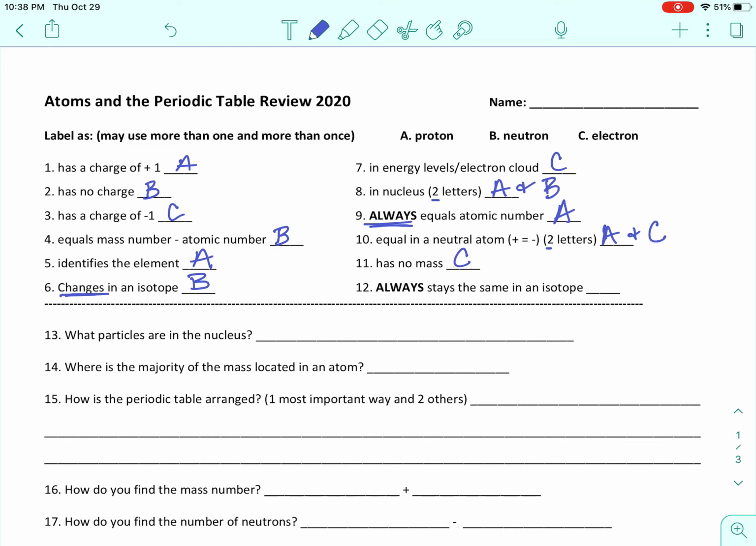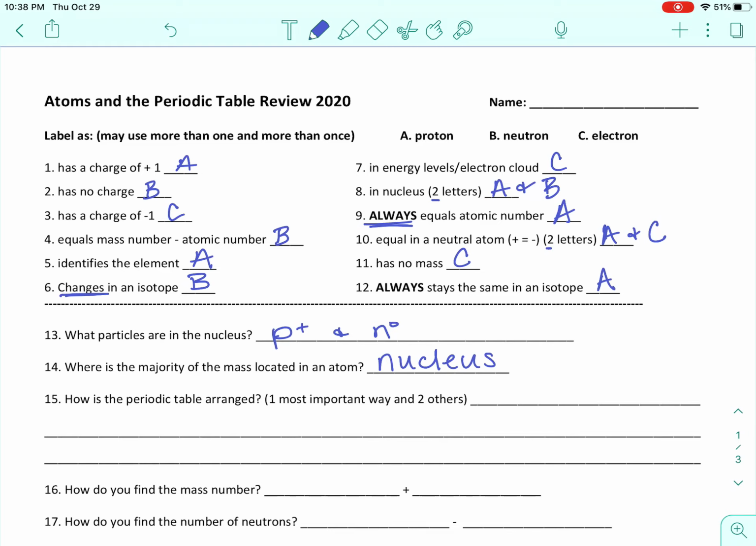And number 12, always stays the same in an isotope. That's going to be the proton. Remember, we said that in an isotope, they have to be the same element, which means they have the same number of protons, but the neutrons are different. So 12 is A, proton. 13, what particles are in the nucleus? Once again, that's proton and neutron. Where is the majority of the mass located? That is the nucleus, because protons and neutrons make up the mass, and they are in the nucleus.